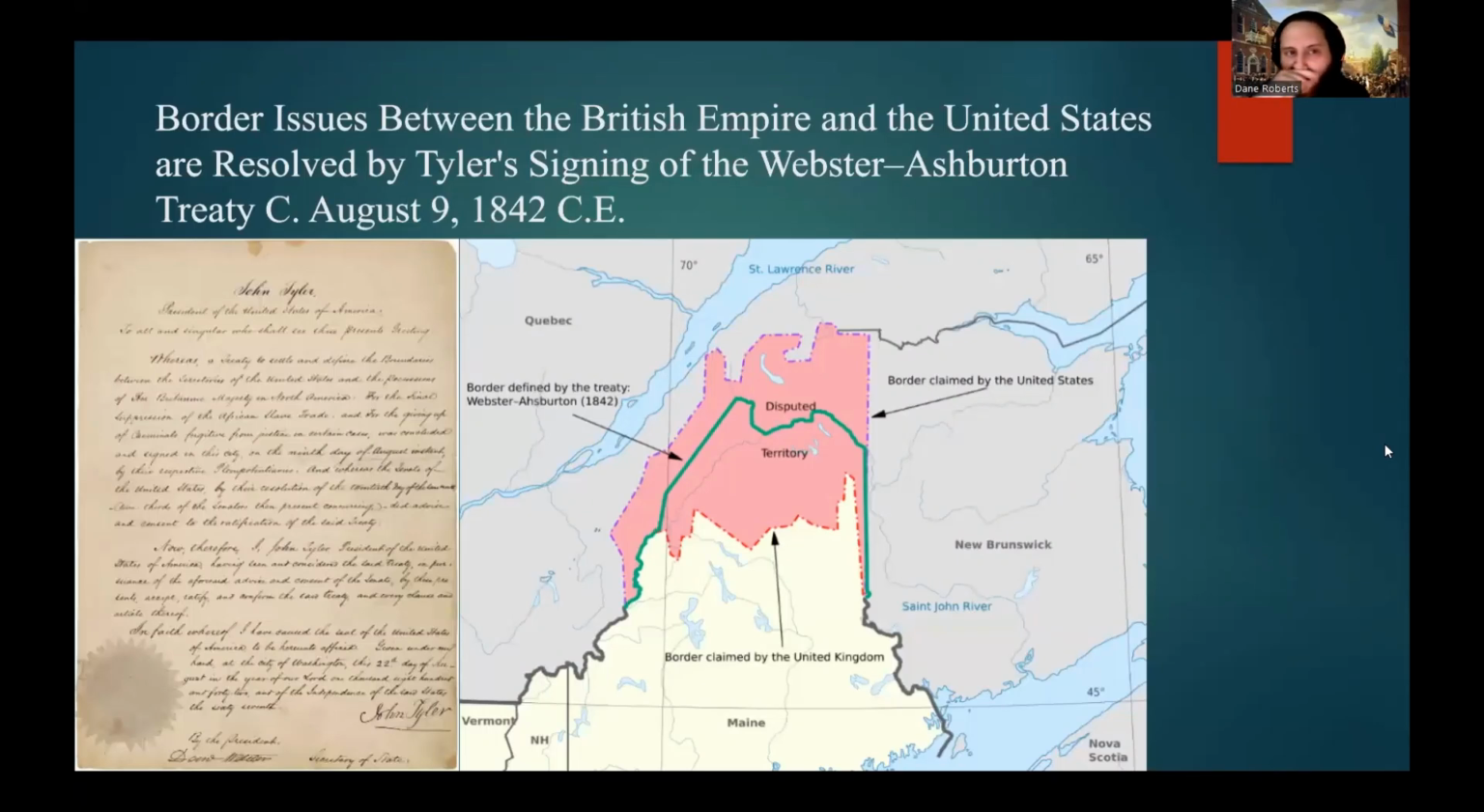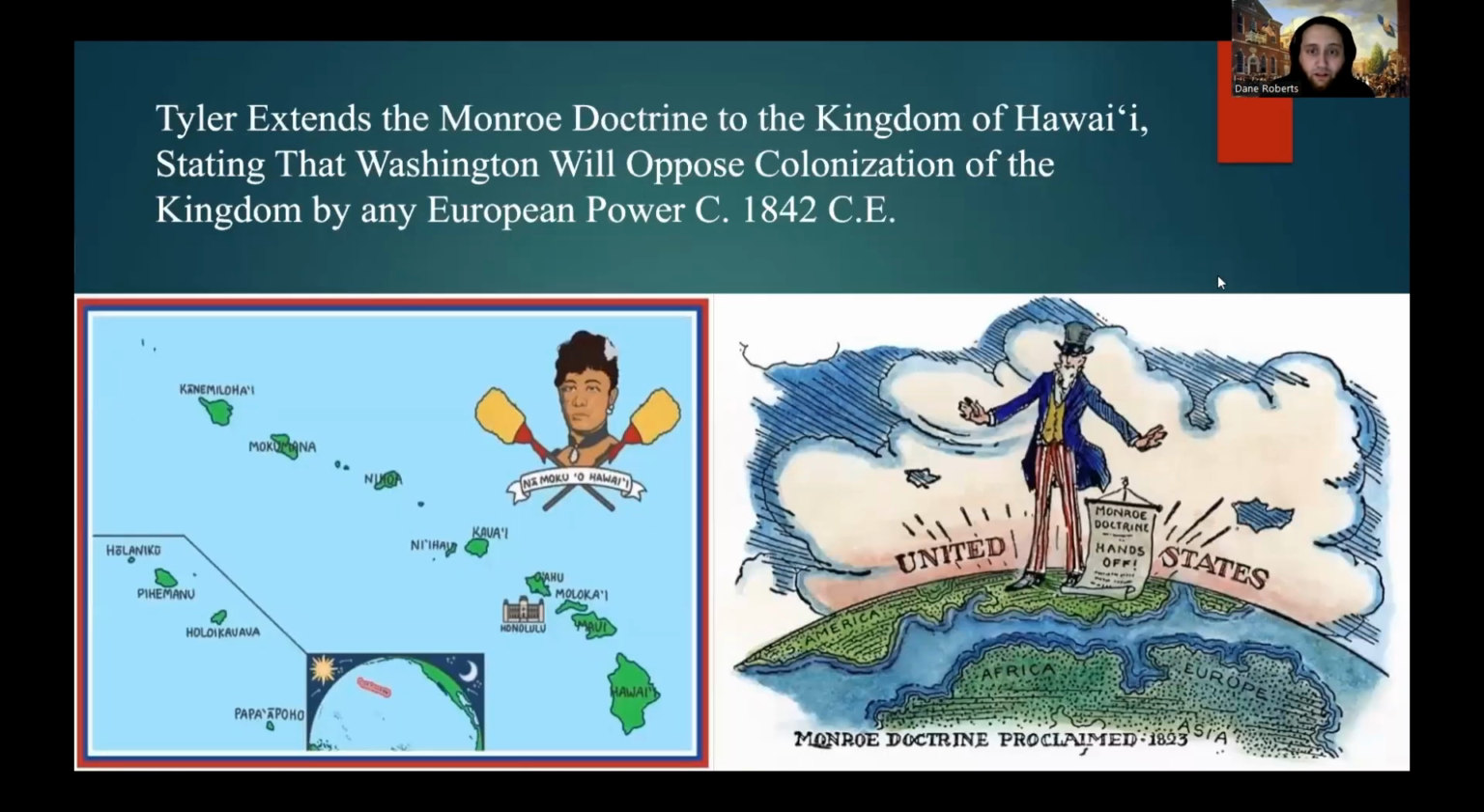Then on August 9th, 1842 CE, the border issues between the British Empire and Canada and the United States would finally be resolved by Tyler's signing of the Webster-Ashburton Treaty. Tyler would also, during this year in 1842 CE, extend the Monroe Doctrine to the Kingdom of Hawaii, stating that Washington would oppose colonization of the kingdom by any European power.